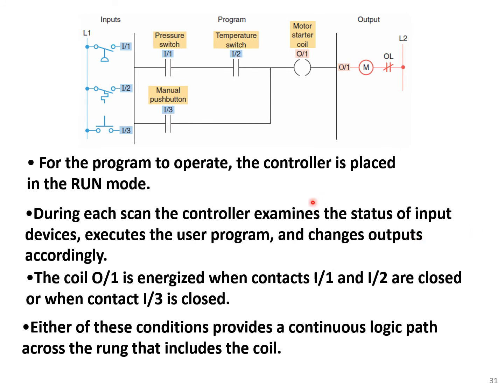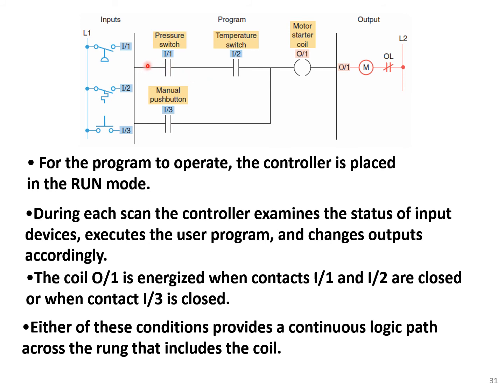For the program to operate, the controller is placed in the run mode. Okay, so the PLC should be in a run mode. During each scan, the controller examines the status of input devices, executes the user program, and changes output accordingly. The coil O1 is energized when contacts I1 and I2 are closed or when contact I3 is closed. Either of these conditions provides a continuous logic path across the rung that includes the coil.